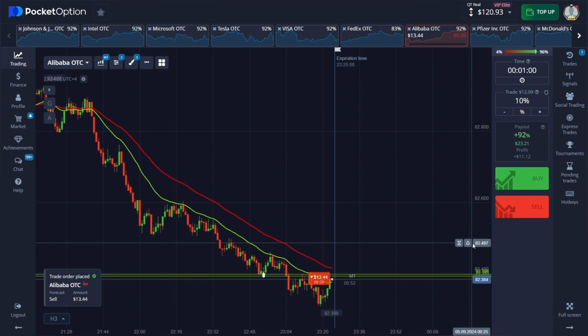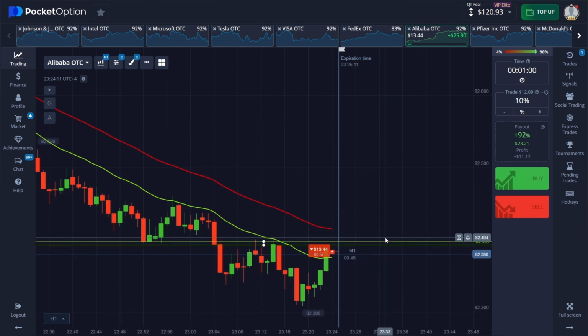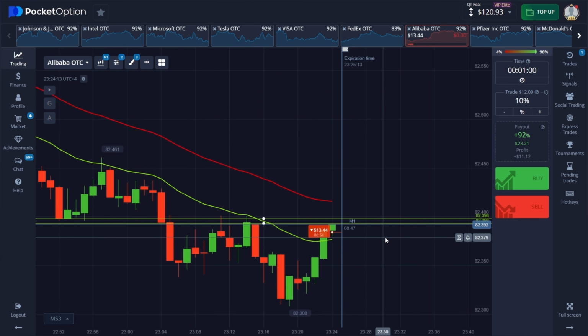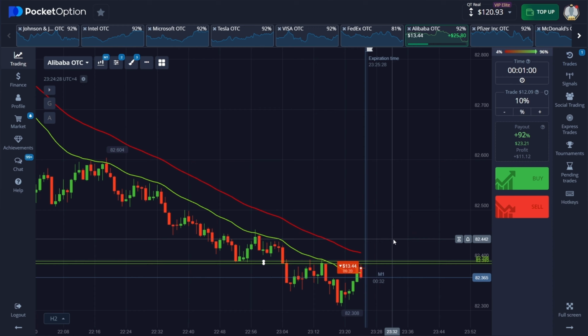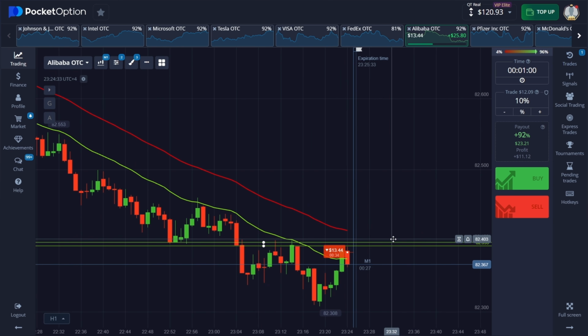Okay, I placed a trade for the downside move on Alibaba OTC. I think I took this trade a bit early, but no problem. There was a good resistance level and a solid downtrend. If you look at the previous candles, they were facing resistance from the 25 EMA. The trade is currently going in our favor, and it looks like a good win.